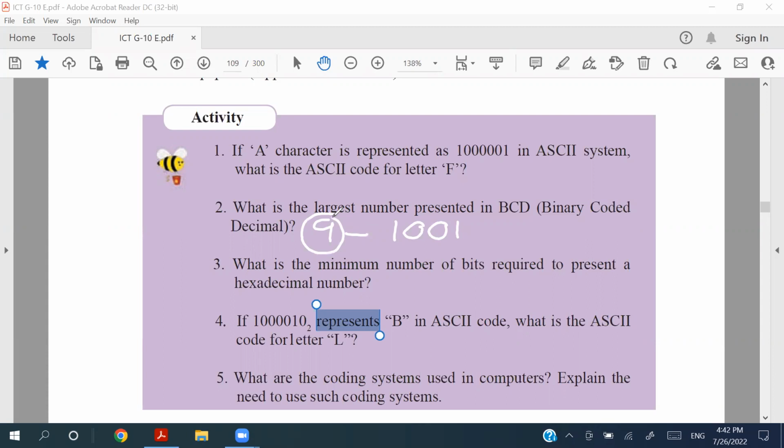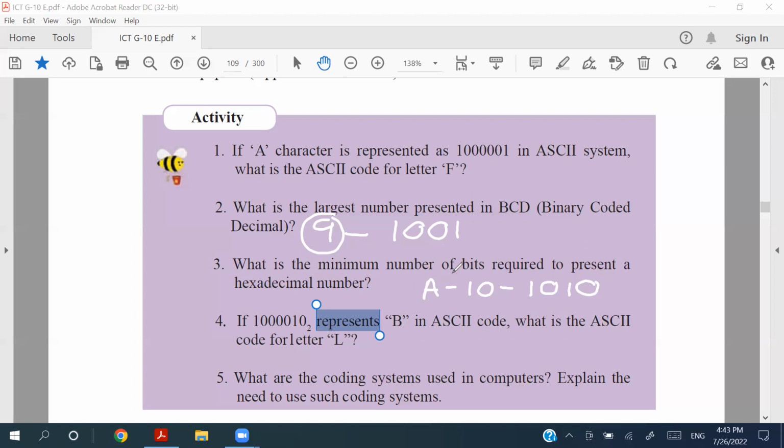And the third one asks, what is the minimum number of bits required to present a hexadecimal number? We know that to represent a hexadecimal number, if we consider A, A means 10. 10 is going to be represented as what? 8, no 4s, but there is a 2 and no 1s. And they are asking what is the minimum number of bits required to present a hexadecimal number.